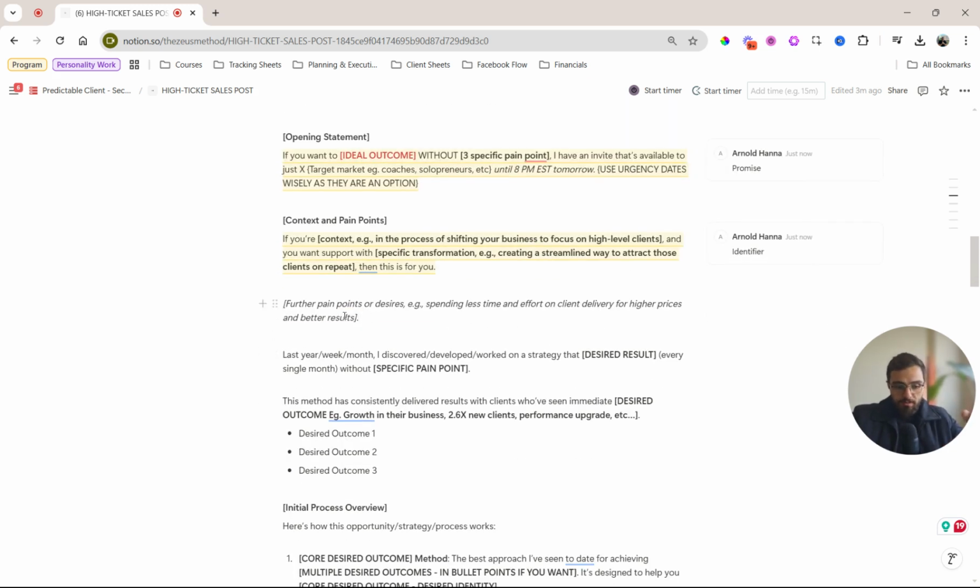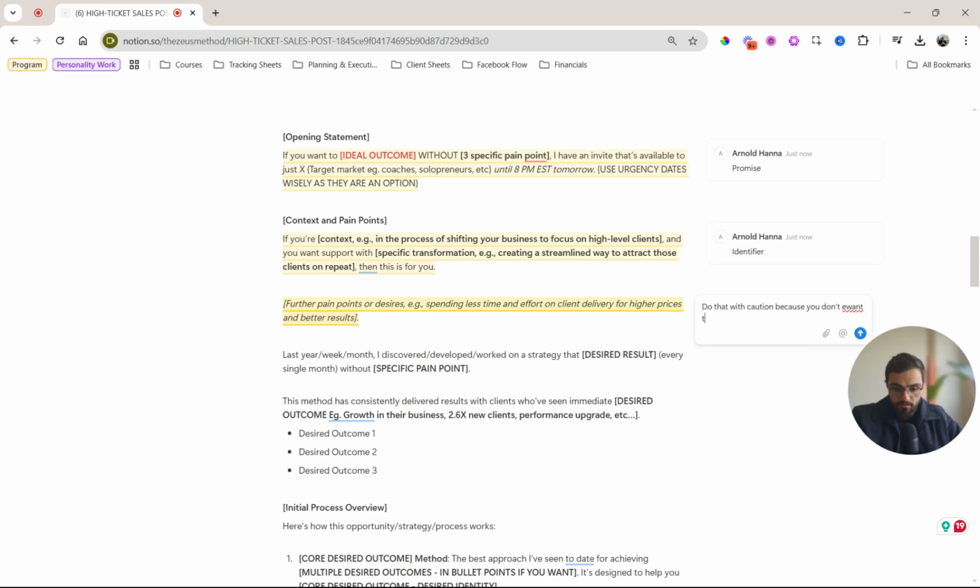Now you can go deeper in pain points or desires, or you can be like those people who are like, and you feel lonely every single night and you want to wake up with someone next to you and it's optional, but do that with caution because you don't want to be the pain guy.